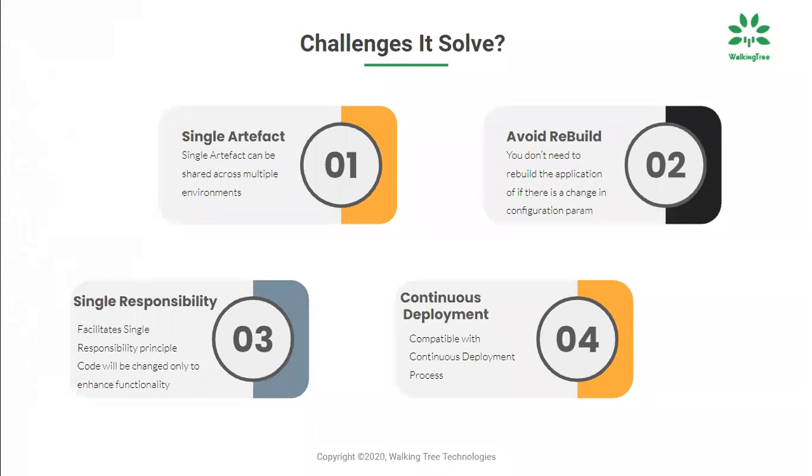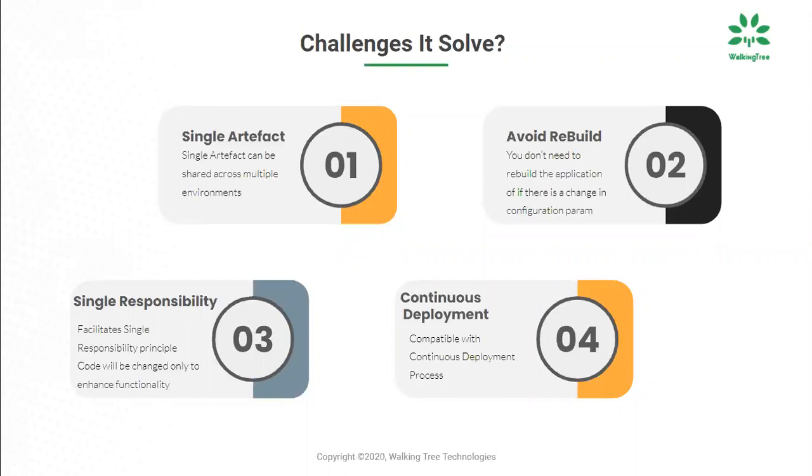So, single artifact. That means you can have a single artifact that can be used across multiple environments. You do not need to generate a separate artifact for each environment. Then second is avoiding rebuilds. Whenever a configuration change happens, if you externalize the configuration, you do not need to build the artifact again. You do not need to build the corresponding jar, war, or Docker file. You don't need to do a rebuild.